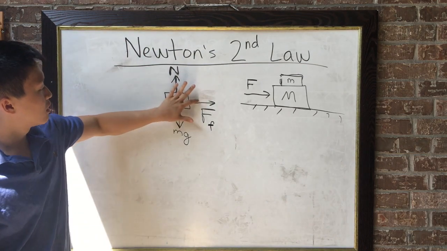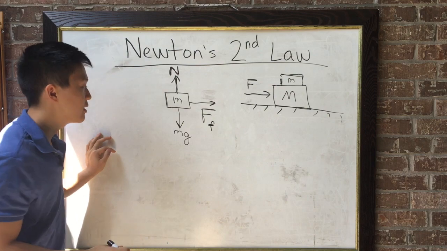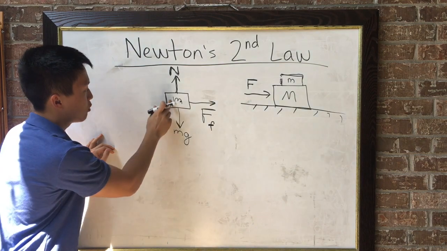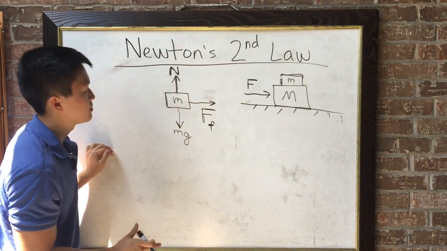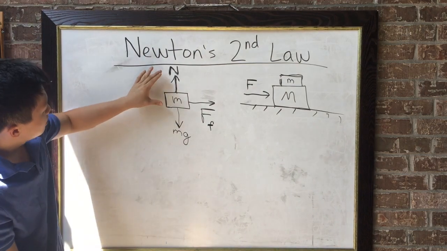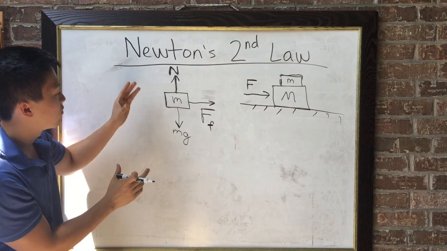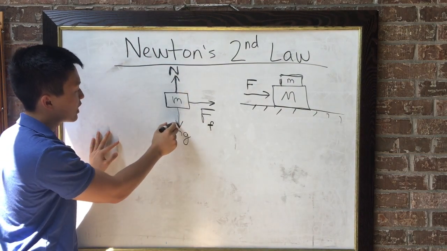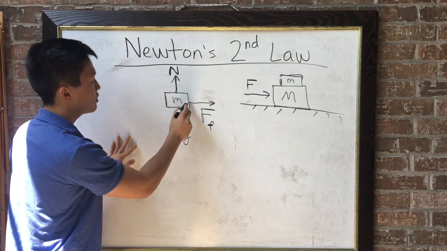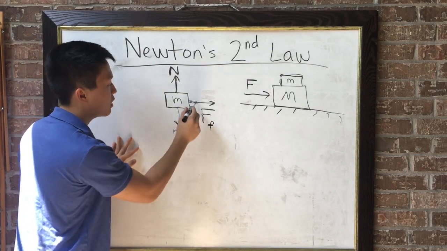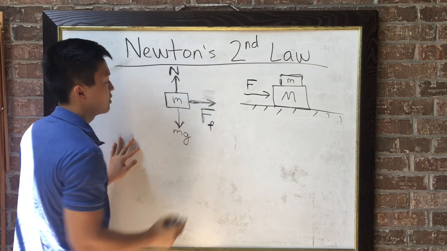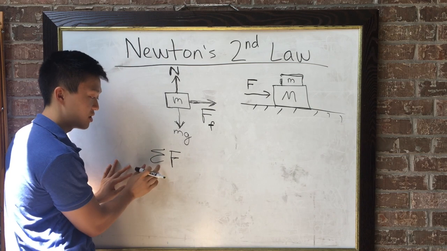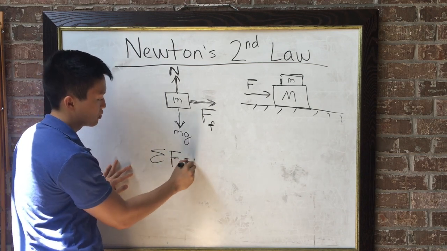So I drew all the forces on it, and Newton's second law says F equals ma. That means the net force on this block will equal this block's mass times its acceleration. The net force is when you add up all the force vectors on that system. So this force and this force will cancel out. That means the only force, or the net force, on this block is just this right here. So the net force, or the sum of all the forces, equals ma.